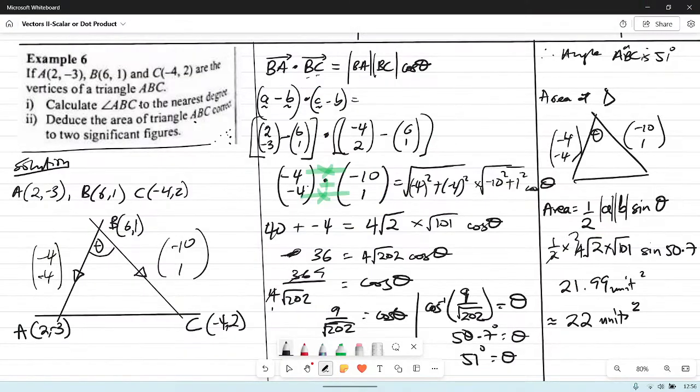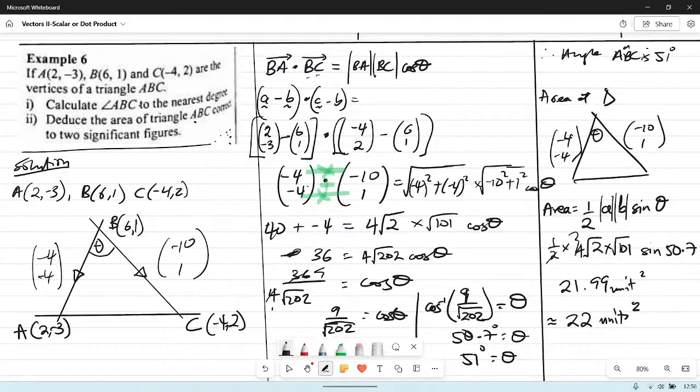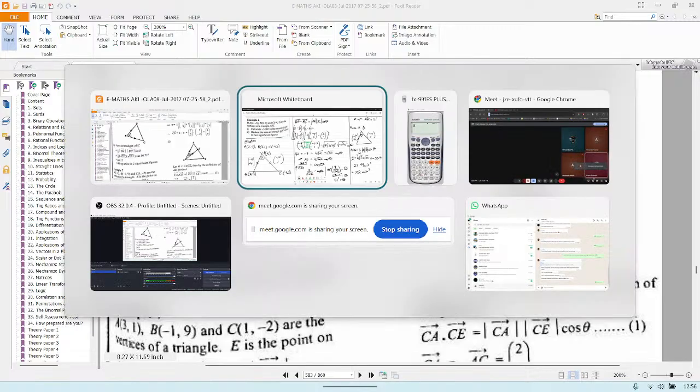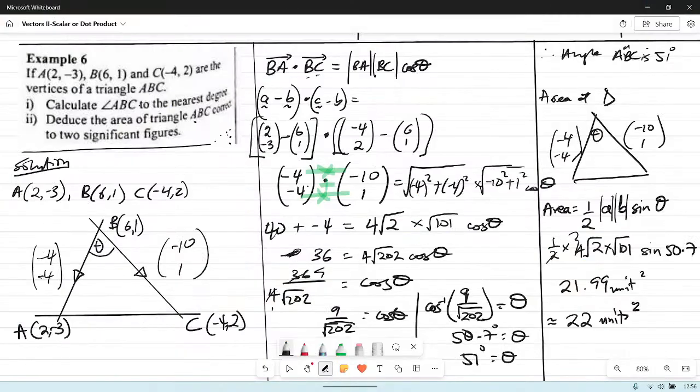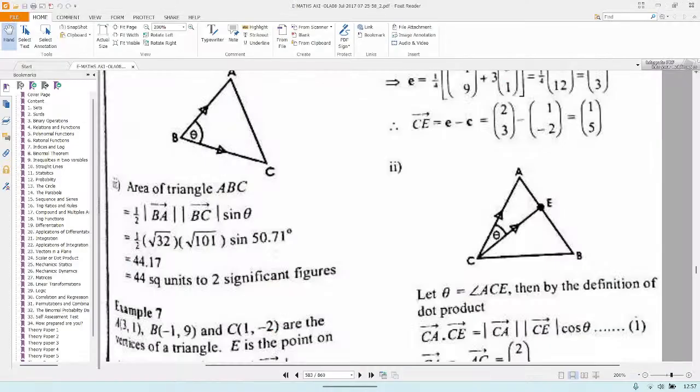Half root of 15. So I don't know why I'm getting the answer wrong. Half AB sin theta or BA sin theta. Half, let's do it again. 4 root 2 times root 101 times sine 7, all over 2. 21.99. What? Yes.